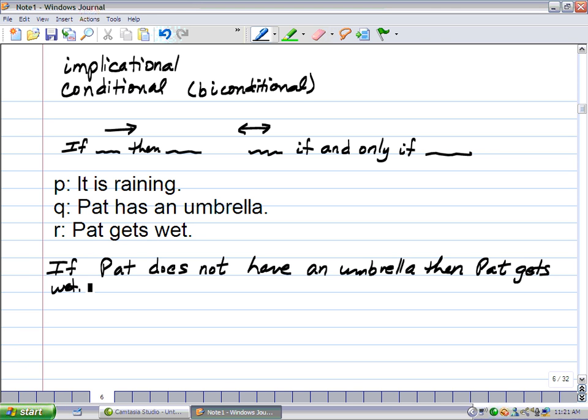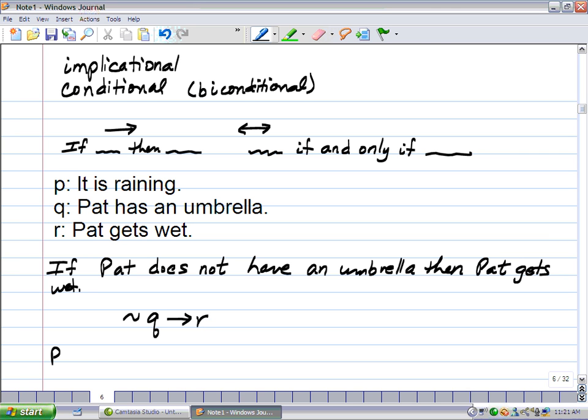Okay. So if Pat does not have an umbrella, that's not Q, then Pat gets wet. That implies Pat gets wet. So that's the conditional statement.